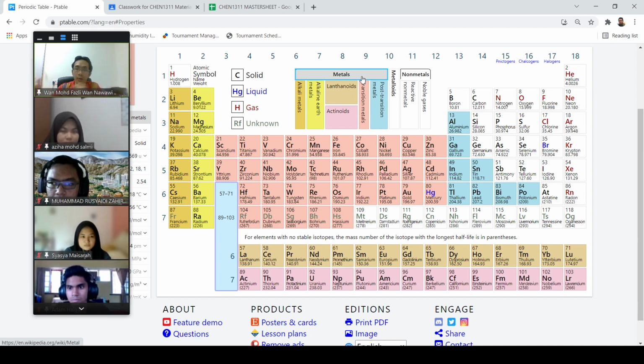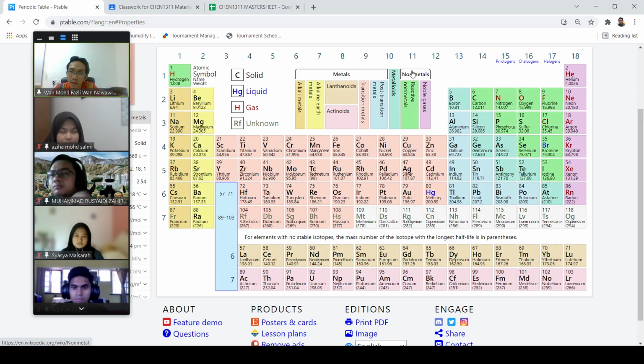And you can see metal makes up more than half of the periodic table. Most of the elements that you find on Earth or synthesize, because some of them are natural, some of them are synthesized. For example, those above 110 are normally synthesized in the lab. They are not naturally occurring. But below 100 normally you can find them naturally. So metal makes up more than 50% of the periodic table.